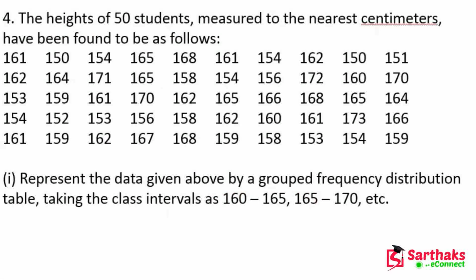Got it? Yes. So the next question: the heights of 50 students measured to the nearest centimeters have been found to be as follows, like 161, 150, 154. They are random. Now represent this data by a grouped frequency distribution, taking the class intervals as 160 to 165, 165 to 170, and so on.